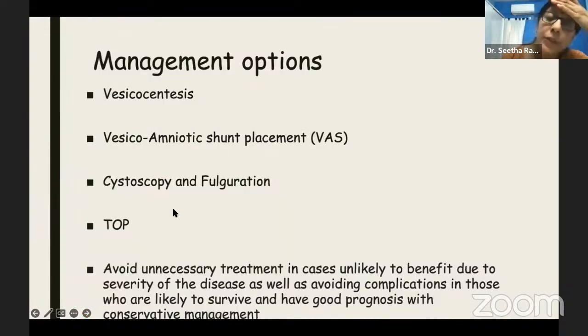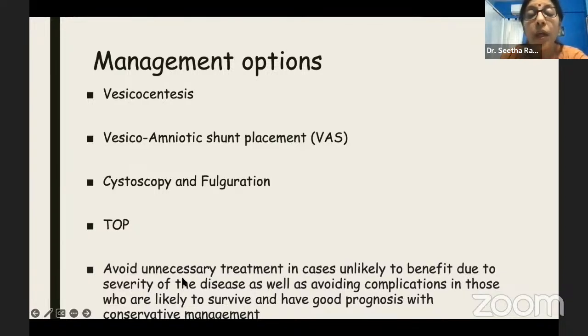So the management options when we come to this is vesicocentesis, where we drain the distended bladder. Of course, the vesicoamniotic shunt placement, which has its place, and furthermore, a more definitive treatment would be a cystoscopy and fulguration. And of course, in our set of populations, most of the cases end up with termination.